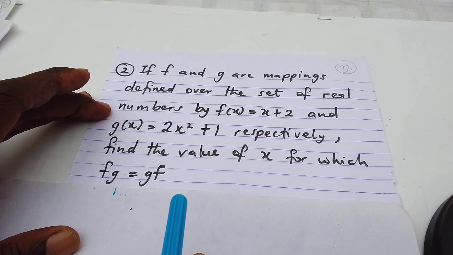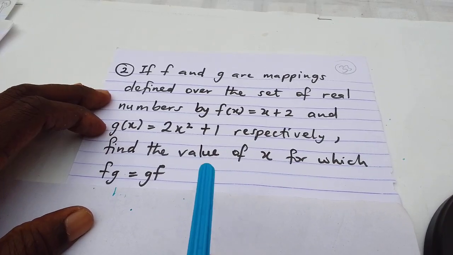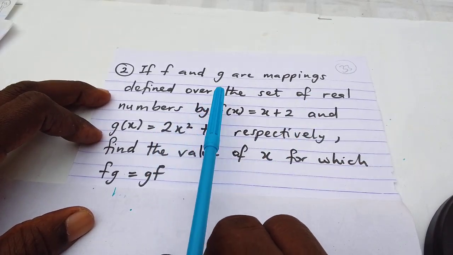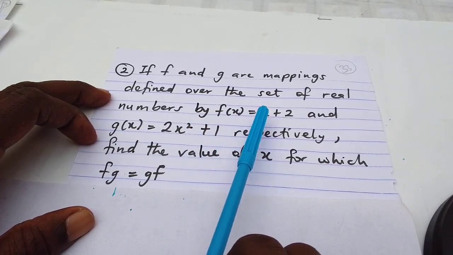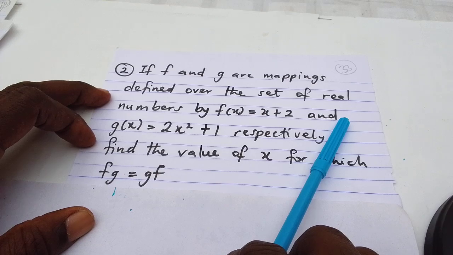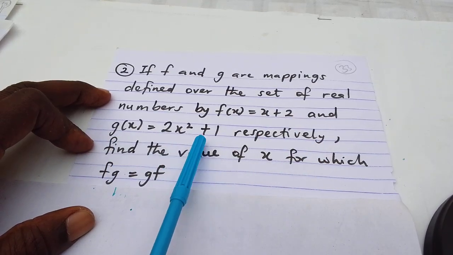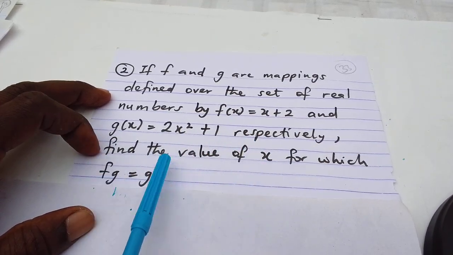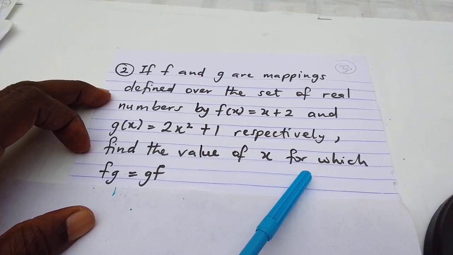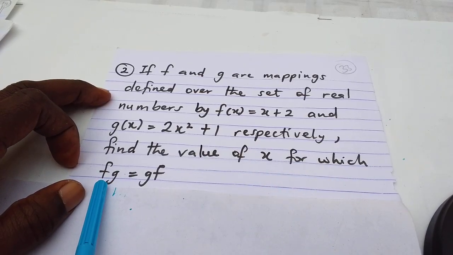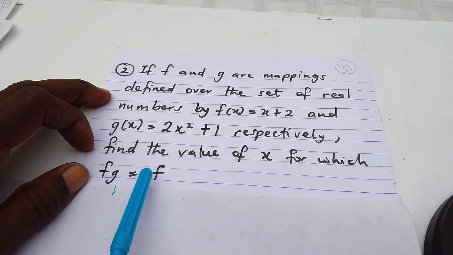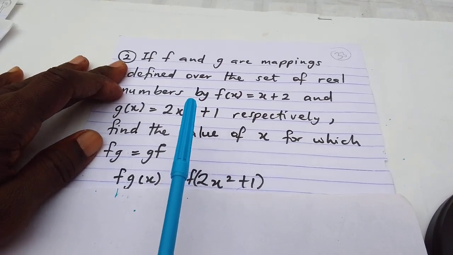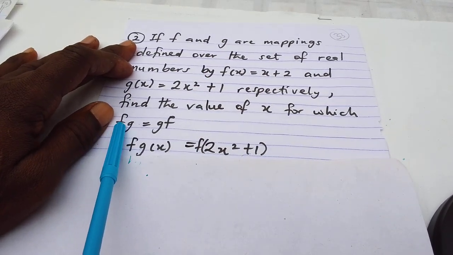Now let's look at this question. If f and g are mappings defined over the set of real numbers by the mapping of f is x plus 2 and the mapping of g is 2x squared plus 1 respectively, find the value of x for which this composite mapping is equal to this composite mapping. Fg equals gf.